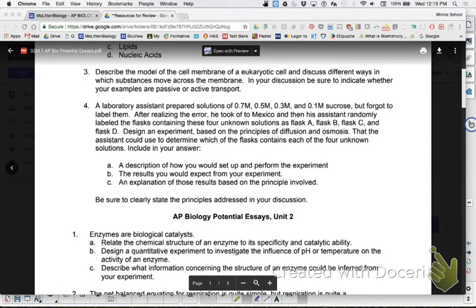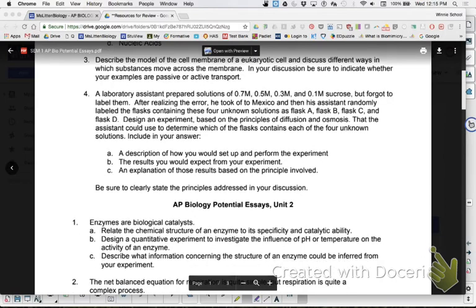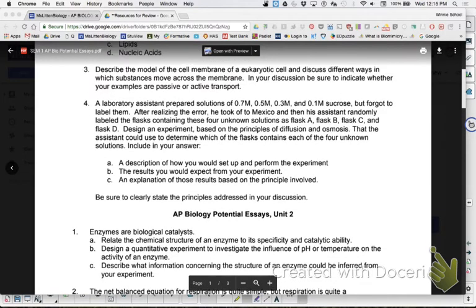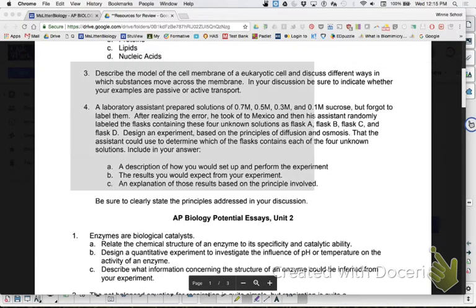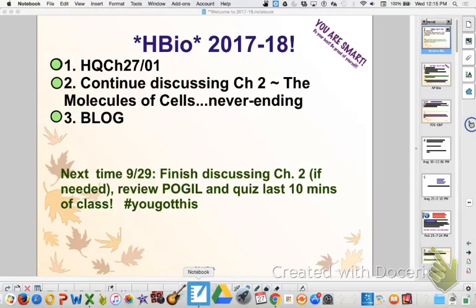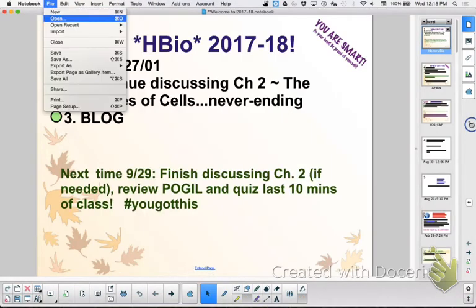Okay. So this first one says, describe the model of a cell membrane of a eukaryotic cell and discuss different ways in which substances move across the membrane. In your discussion, be sure to indicate whether your examples are passive or active transport. So for that type of question, I'm going to grab all of these real quick for you so we can break them down. So I'm going to go into a new notebook here and paste that.